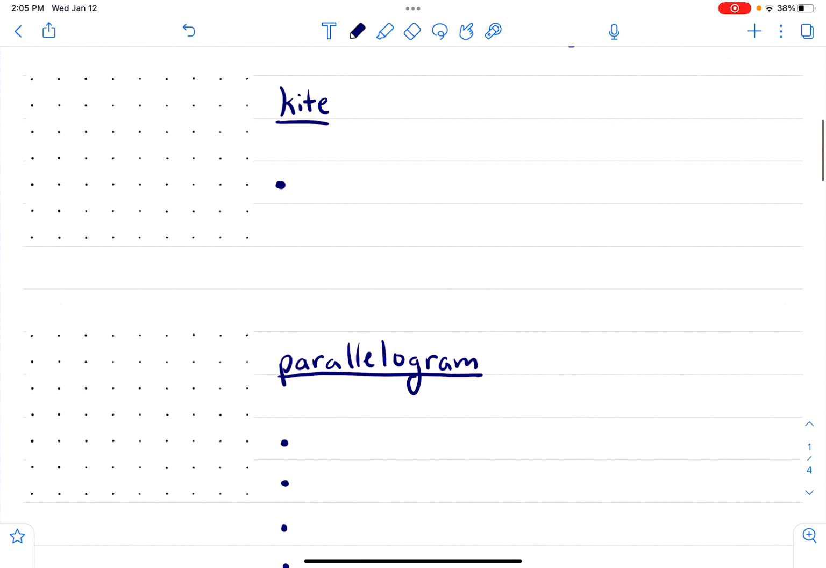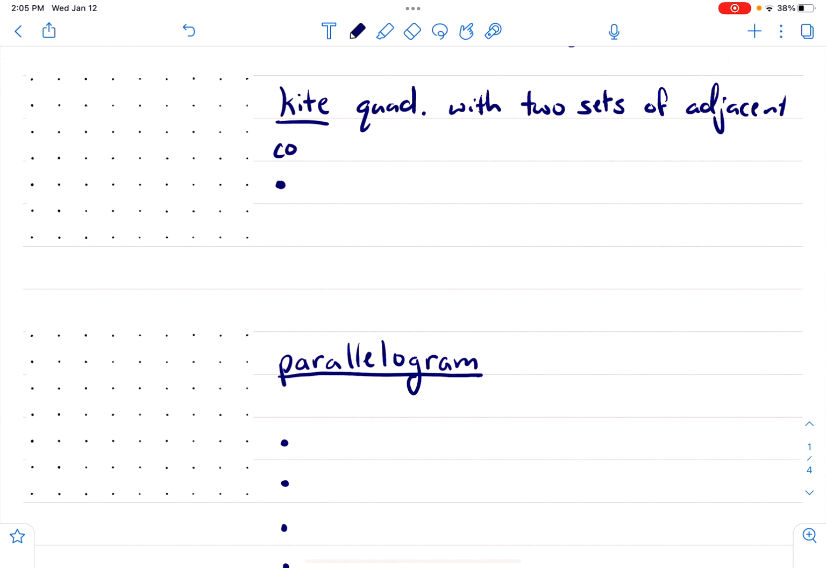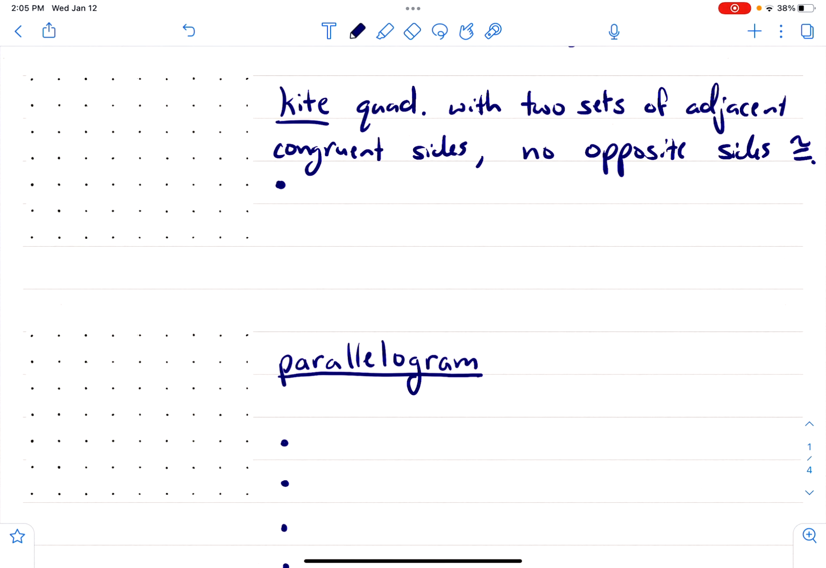Okay, let's go on to kite. Kite is probably the wordiest one, and I know that's a little bit difficult, but that's all right. It is a quadrilateral, and I'm putting quad every time just to abbreviate, make this a little bit shorter. It's a quadrilateral with two sets of adjacent, congruent sides. Comma, there's always a catch. No opposite sides are congruent. I'm going to put a congruent symbol because I'm running out of room. Okay, no opposite sides are congruent. I bet I could have fit it.